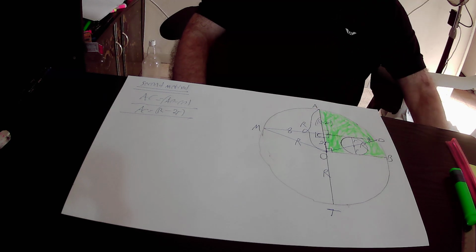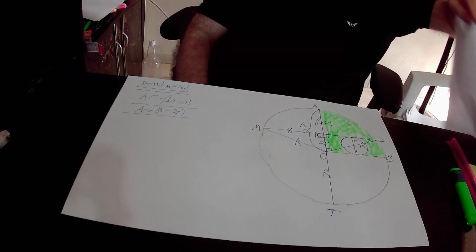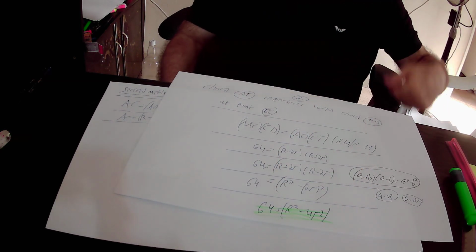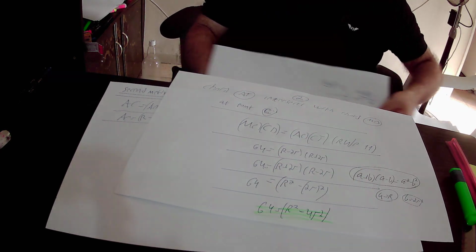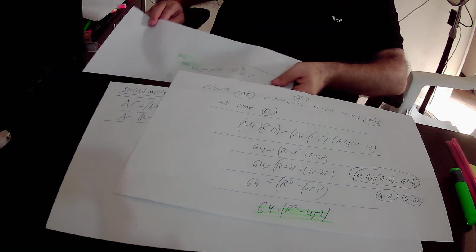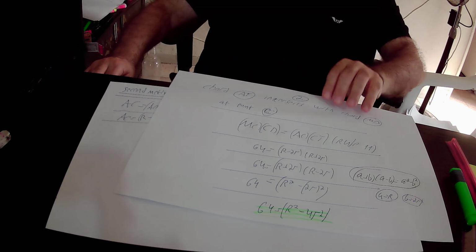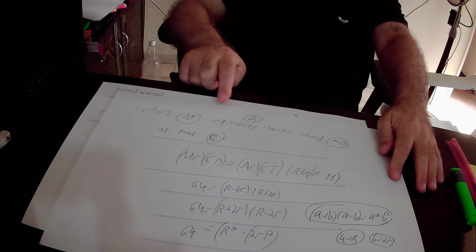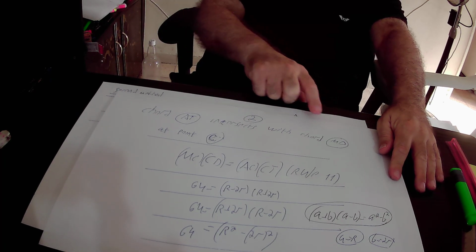Therefore, I repeat again, we have in our drawing chord AT that intersects with chord MD at point C.